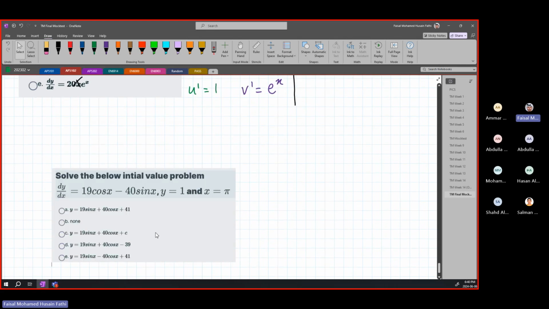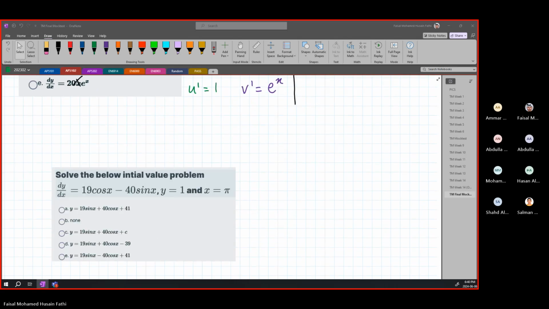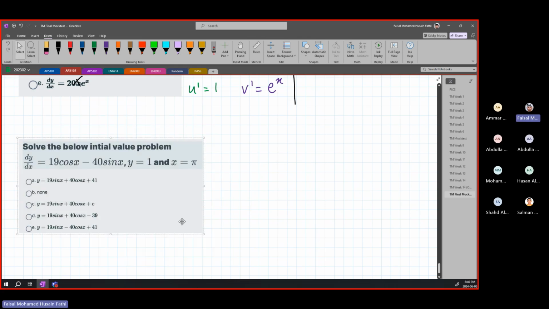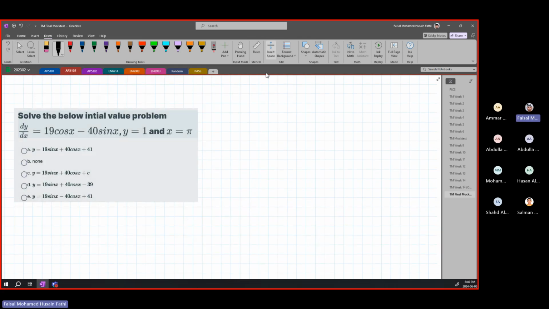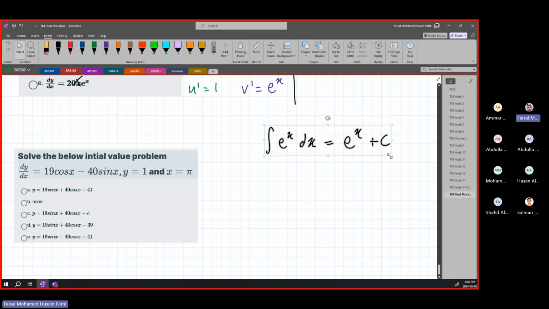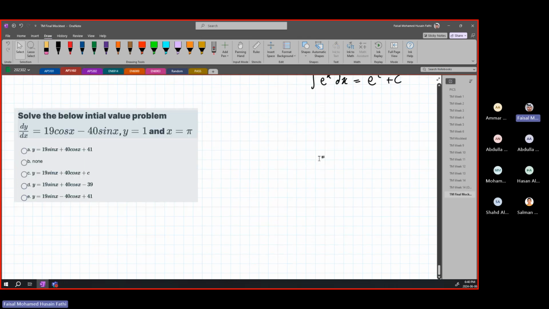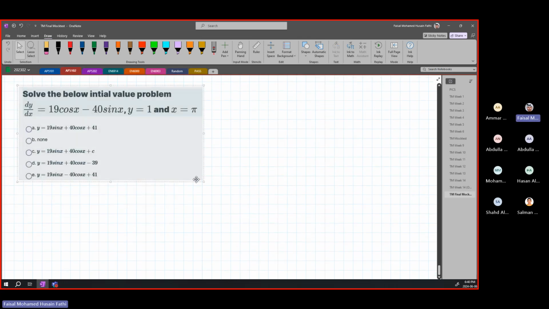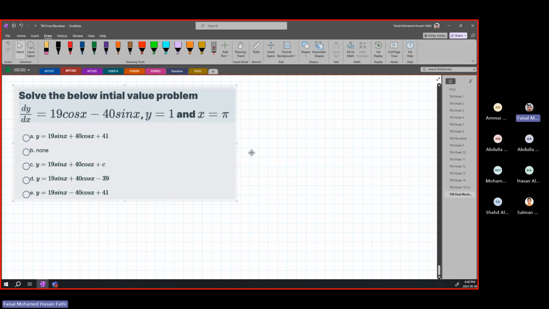Again, it is another initial value problem. Yes, the integration of e is also the same. If you have the integration of e to the power x dx, this is also equal to e power x, but you're going to have plus c. All right. So I'm just going to keep this small here. It is the same. Okay. So, solve the below initial value problem.